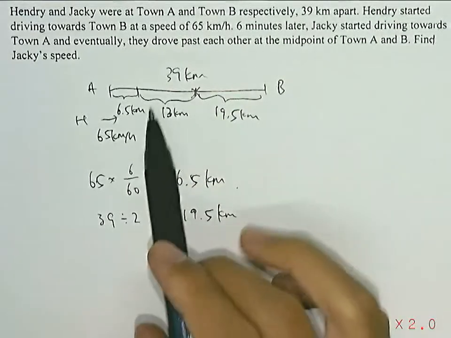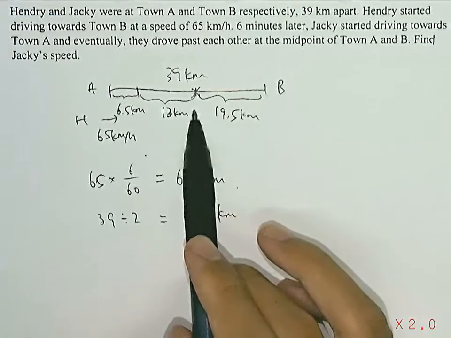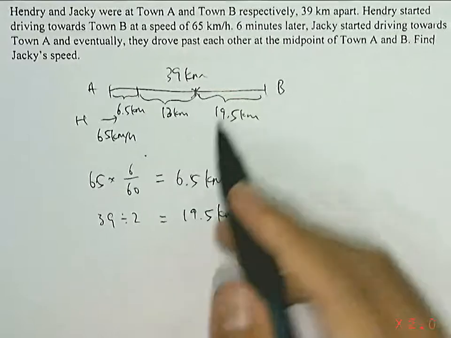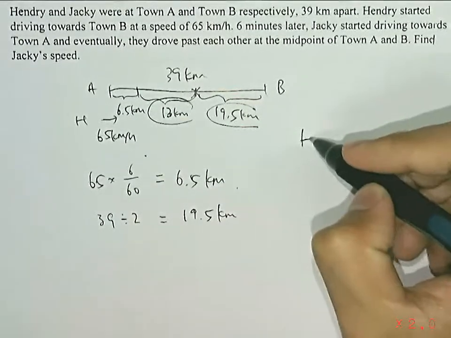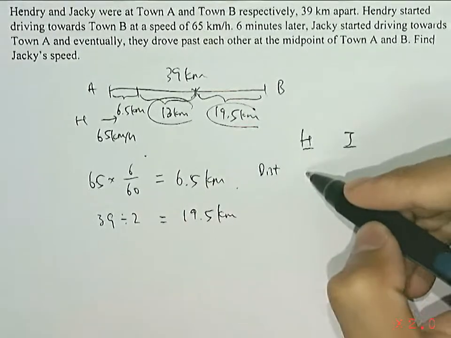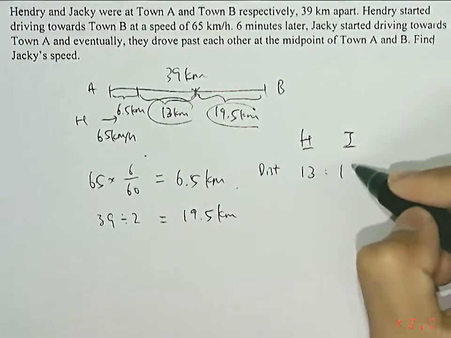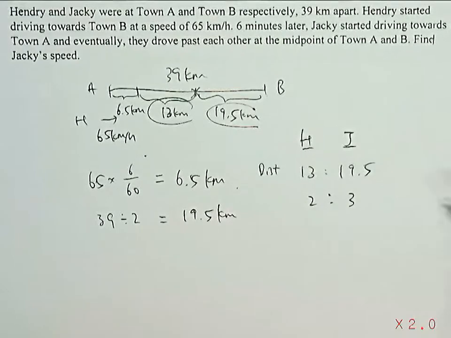Right? So when both of them started traveling towards each other, Henry traveled 13 km while Jackie traveled 19.5. So in the same amount of time, Henry covered this distance and Jackie covered this distance. So we can form the distance ratio for Henry and Jackie. The distance ratio for the same amount of time, Henry covered 13 and Jackie covered 19.5. Simplifying this, we have a ratio of 2 to 3.